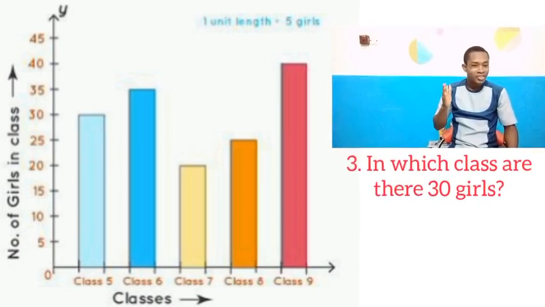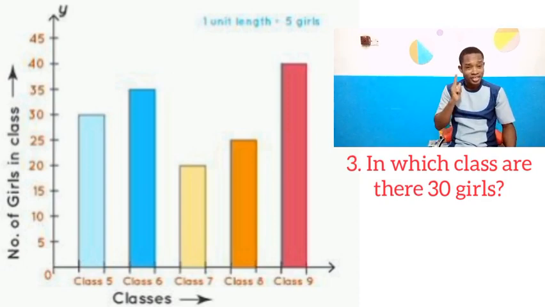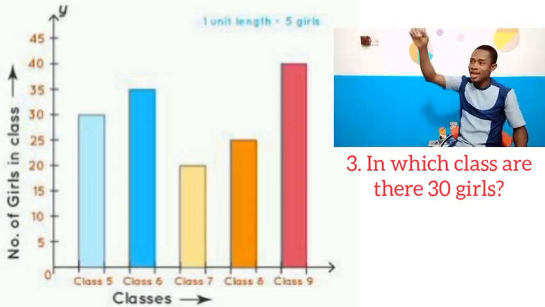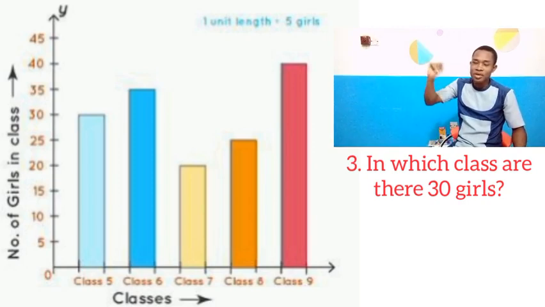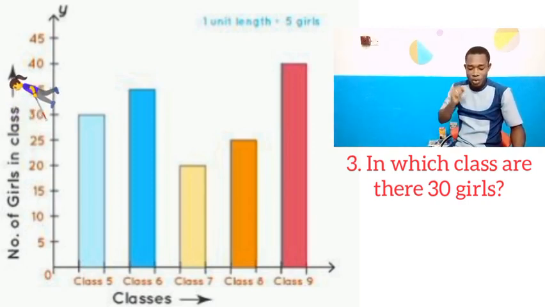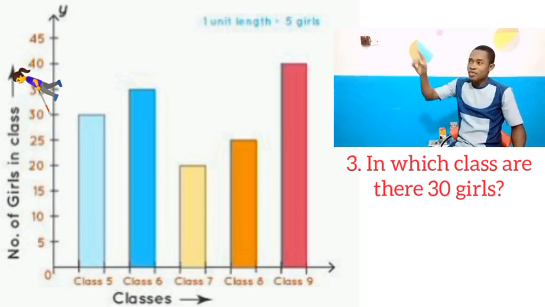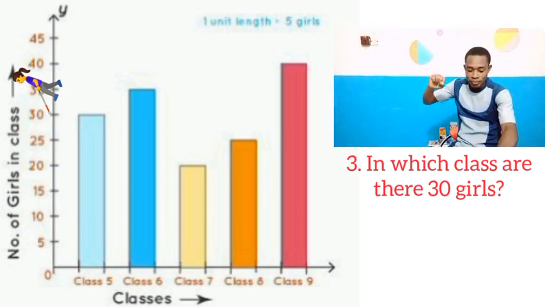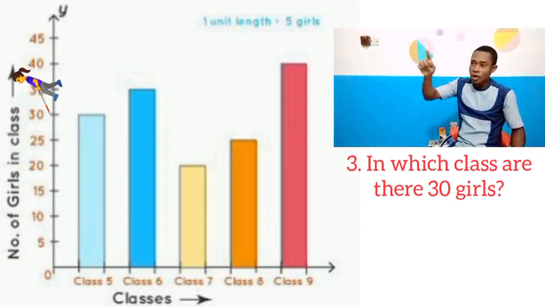In which class are there 30 girls? How do we answer this question? Still very simple. Now go to the y-axis, the vertical line. Check where you have 30 there. Good. Then from that 30, let us trace the horizontal line and see the top of the rectangular bar it is going to touch.